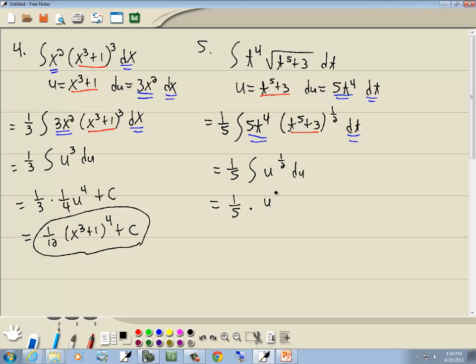Well, add 1 to our power. So we've got 1/2 plus 1. Divide by our new power. So 1/2 plus 1, plus c. 1/2 plus 1 is 3/2. So we're going to have 1/5 times u to the 3/2 over 3/2 plus c.